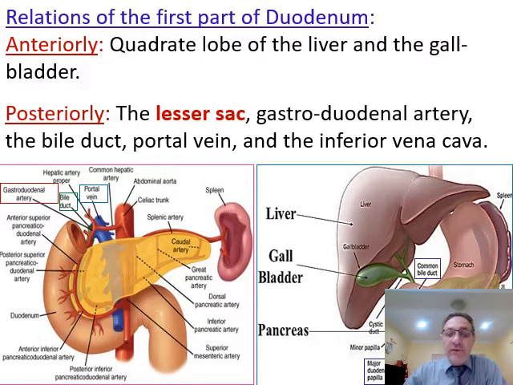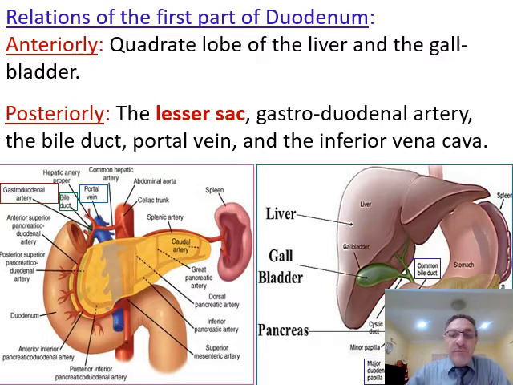And the opening of the lesser sac, you can go here, we call it the opening of Winslow. We'll see this in the next slide. Posteriorly, we have the lesser sac and the gastroduodenal artery. This is the gastroduodenal artery, this one.